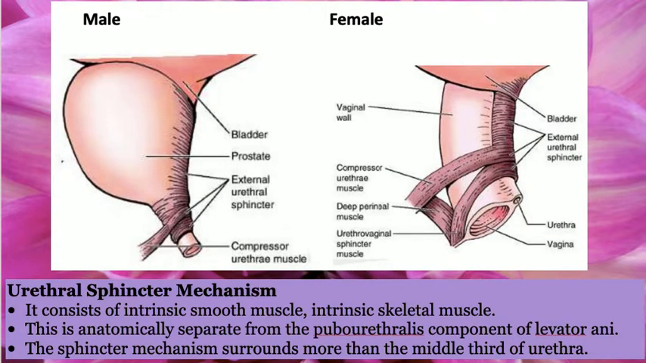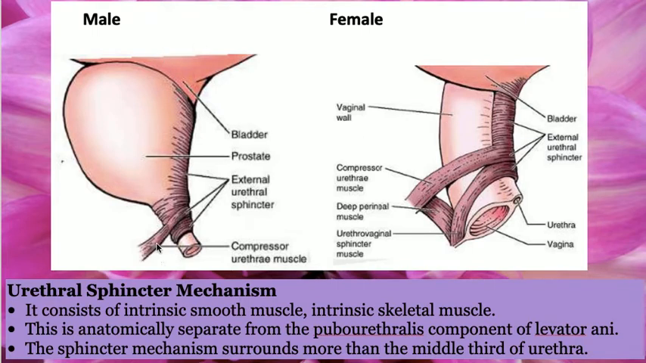Coming to another very important topic, the urethral sphincter mechanism. You can see this is the male and the female part. This mechanism consists of intrinsic smooth muscle and intrinsic skeletal muscle. Smooth muscle in the case of females and skeletal for males. Now, this urethral sphincter is an anatomically different entity from the pubourethralis component of the levator ani muscle. The sphincter mechanism is surrounding more than the middle one third of the urethra.